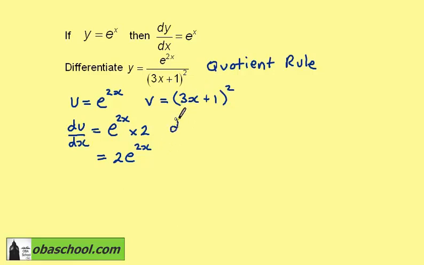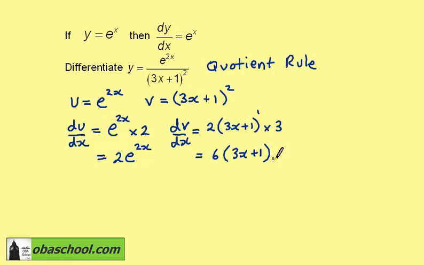We also need to use the chain rule to find dv dx. Differentiate the bracket as if 3x plus 1 is just x, and multiply by the differential of the contents of the bracket. This tidies to 6 times (3x plus 1).